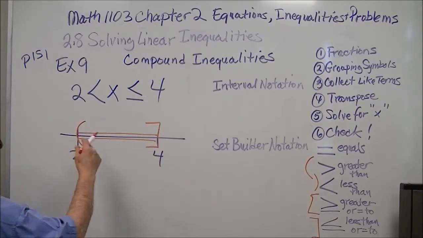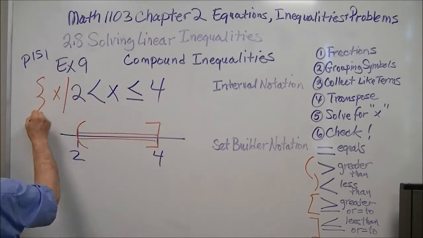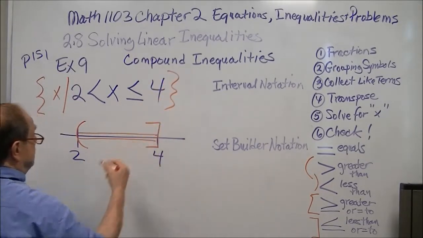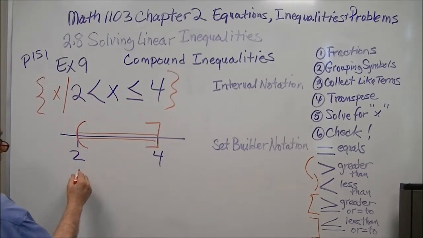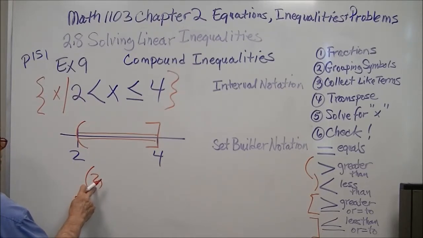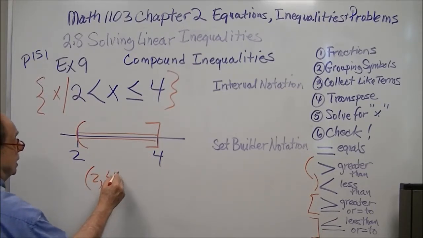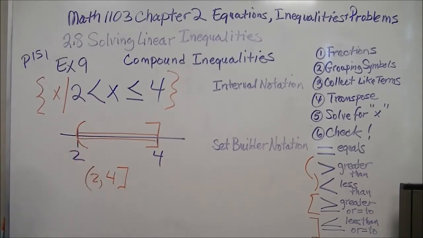And then for set builder notation, all we would do is what we've been doing. And for interval notation now, here it's starting at a 2, but 2's not included, and it goes up to 4, and 4 is included, and that's interval notation.